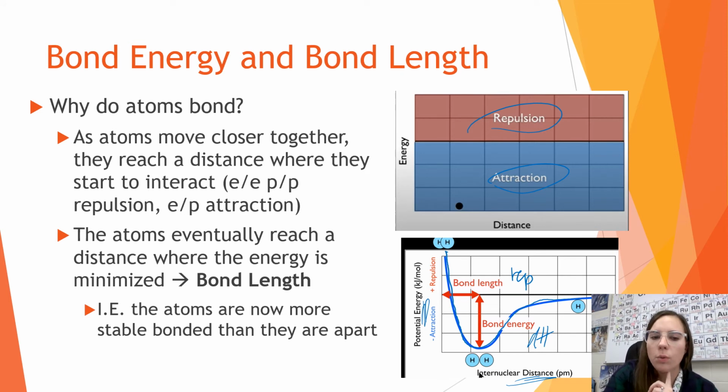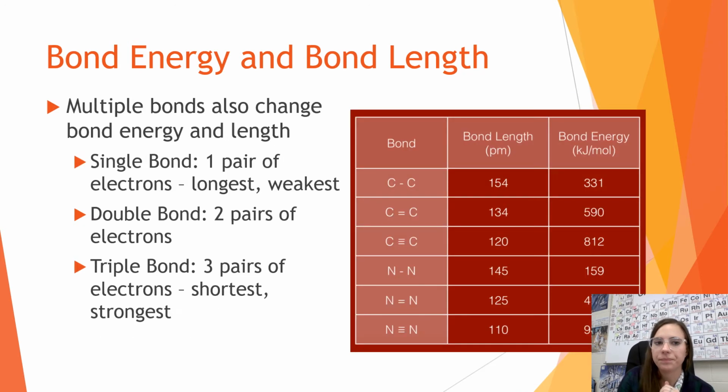So what we get to is this kind of Goldilocks distance where the energy is minimized. And so that energy right there is the bond energy. And then from this axis, that's the bond length. So atoms are going to get close enough together where they are more stable bonded than they are apart because the amount of energy to hold them together is minimized.